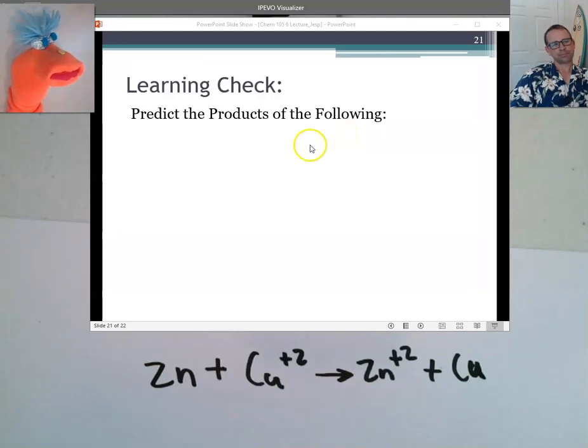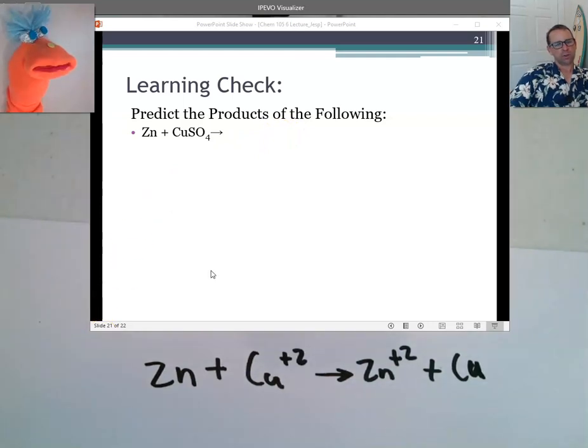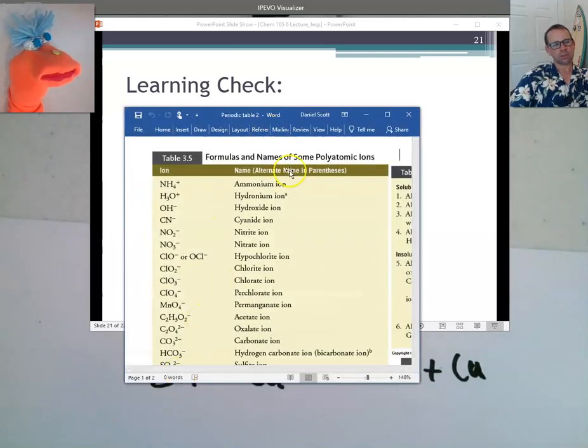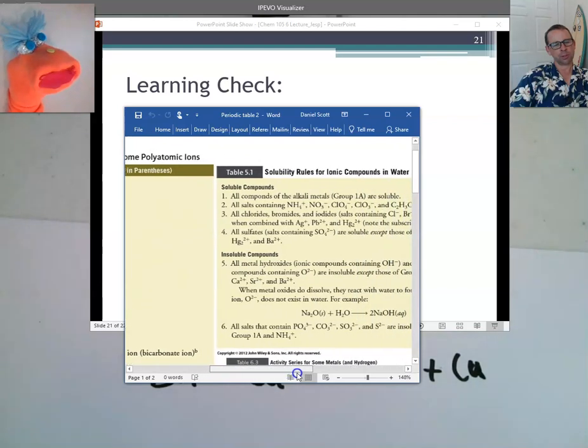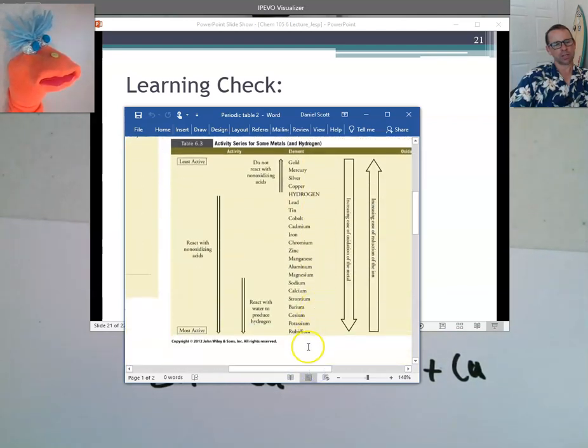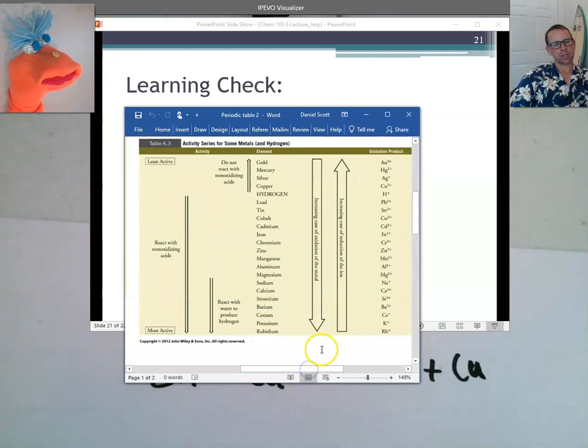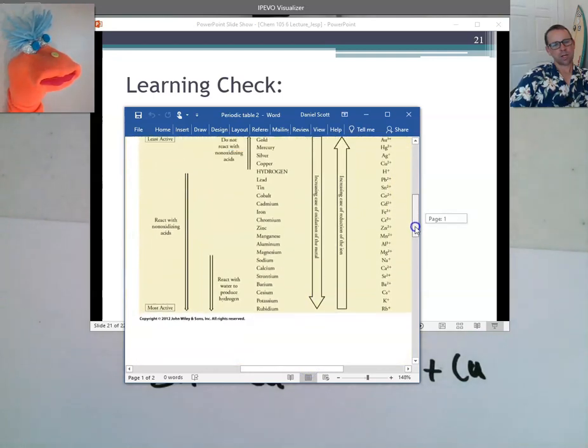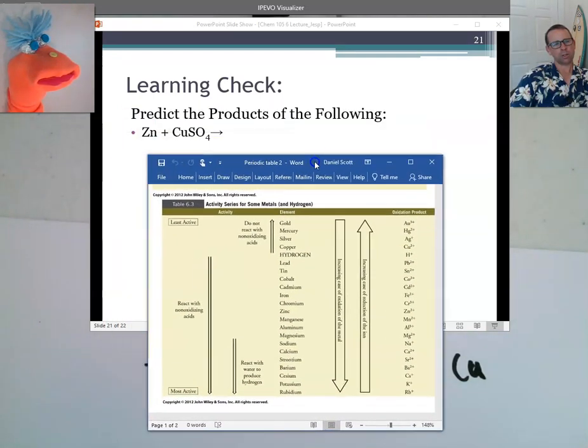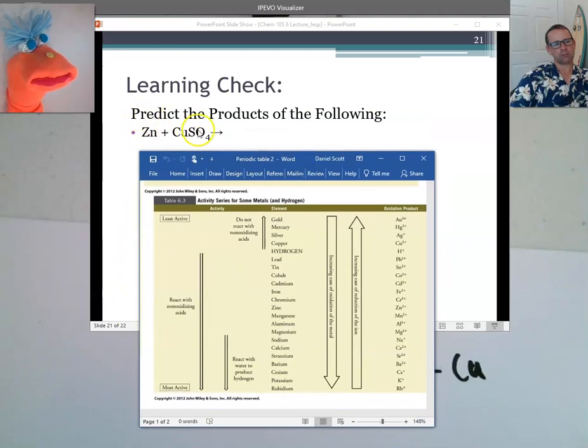Okay, so we can look at this chemical reaction and predict the product based on the activity series. So let's take a look. Can you figure this out looking at the activity series? I doubt it. I'm not very familiar with the activity series. Well, let's look at it together. Here's the activity series, right? And what we want to do is look at our reaction and find our elements, zinc and copper, on this activity series.